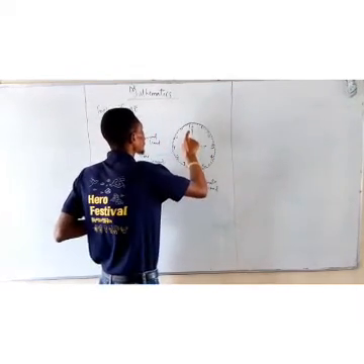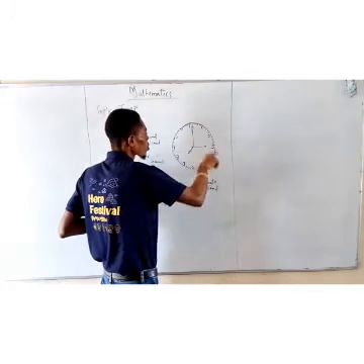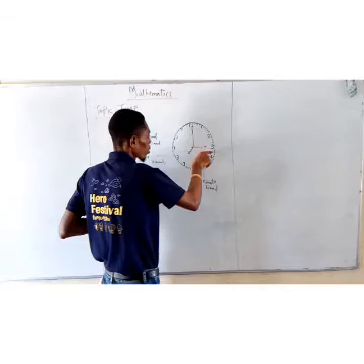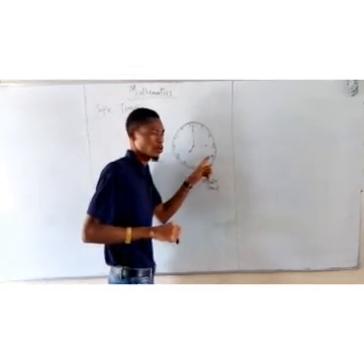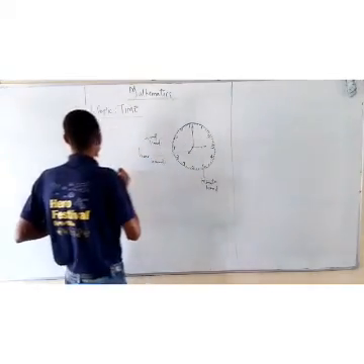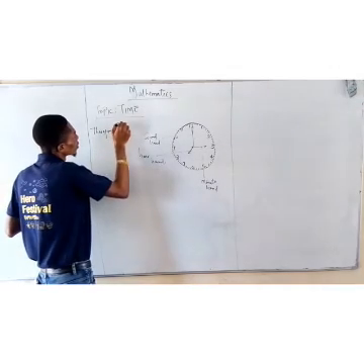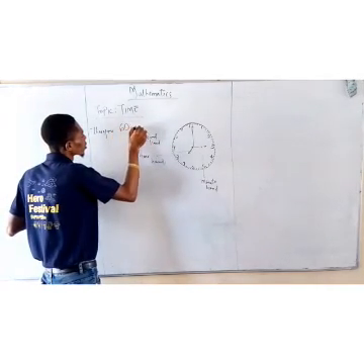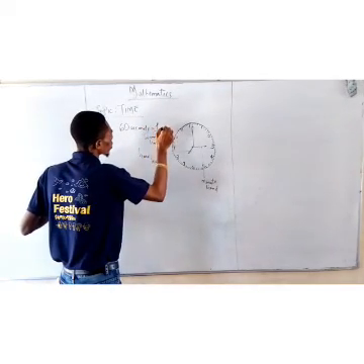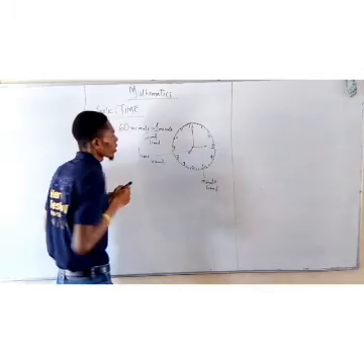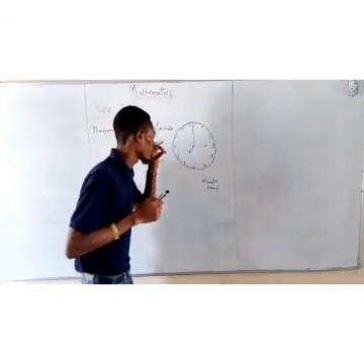So it means if it goes 60 seconds, this one goes 1 minute. If it goes another 60 seconds, this one goes another 1 minute. Another 60 seconds, this one goes another 1 minute till it gets to this point. Okay? It means that, therefore, 60 seconds is equal to 1 minute. Are we together? 60 seconds is equal to 1 minute.